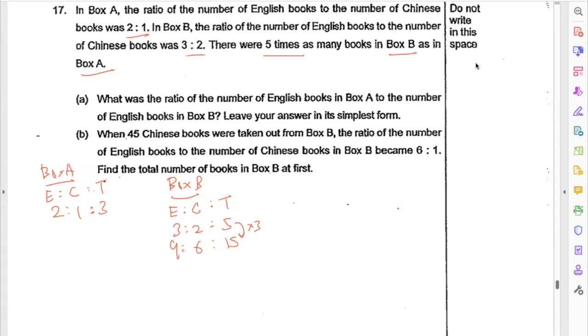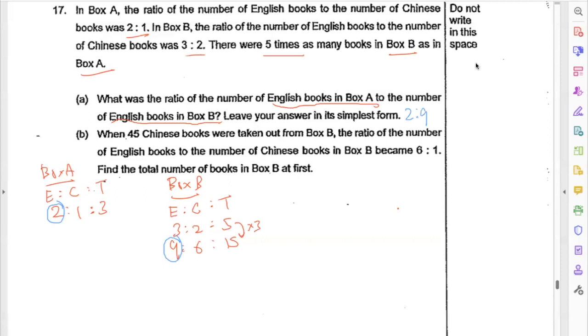Now, what's the question? What's the ratio of the English books in box A to the English books in box B? Easy. English books in box A is 2. English books in box B is 9. So the answer is 2:9.